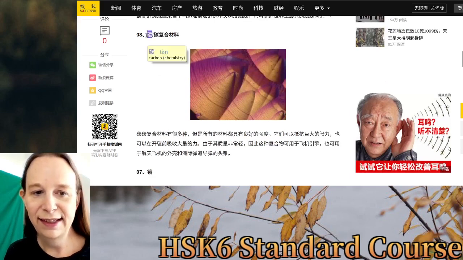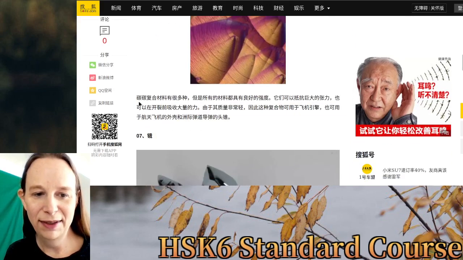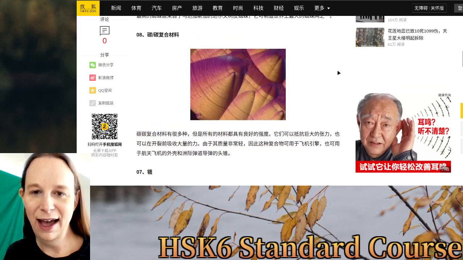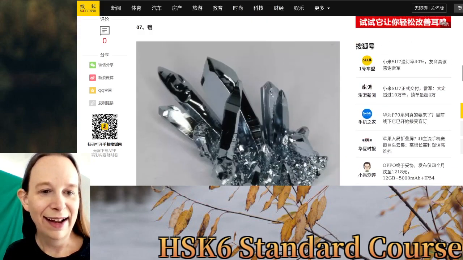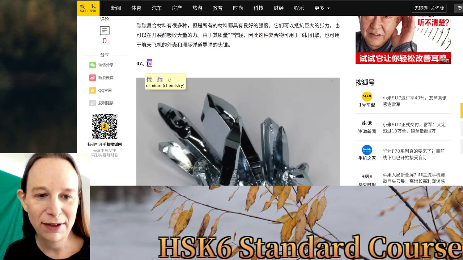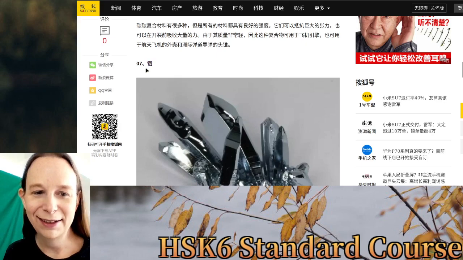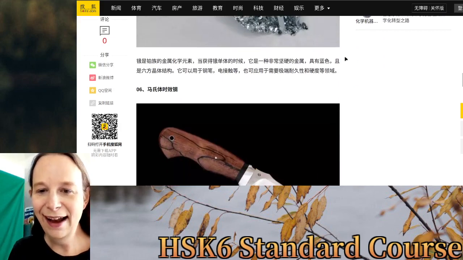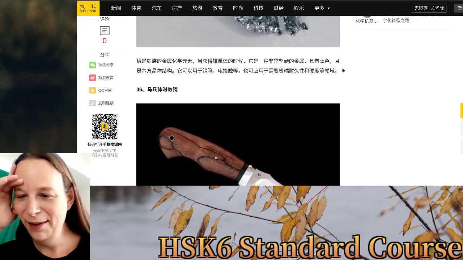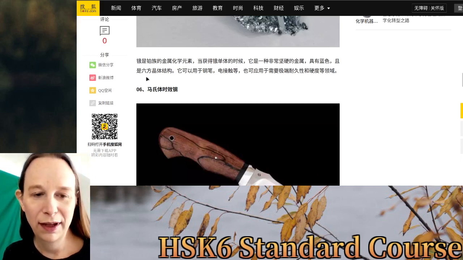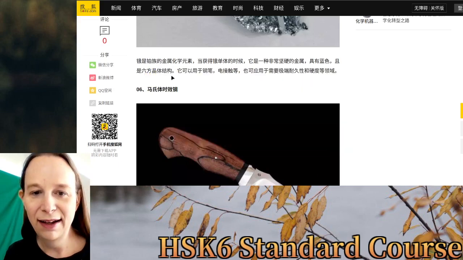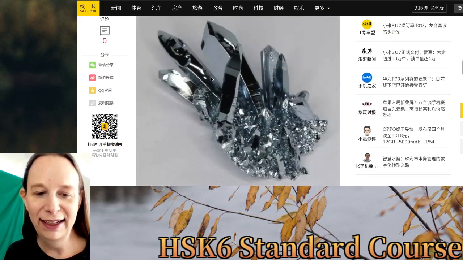What's this? This is 碳复合材料. Carbon. They're probably thinking of carbon nanotubes or something. Like, to begin with, this is carbon. Alright, this is probably tungsten, I guess. Or osmium. Okay, I learned a new character, osmium. A lot of the characters, I should learn the periodic table at some point and up my science game. 是铂族, so this is the platinum family, is it? 铂族的金属化学元素, blah, blah, blah. Okay, so this is really hard apparently.